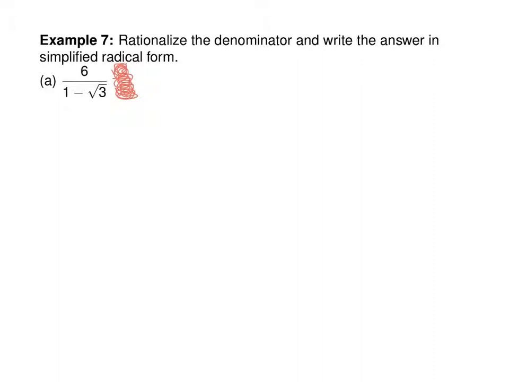All right, to rationalize this denominator, use something called the conjugate. The conjugate is the expression that you're given in that denominator, except the sign between the numbers changes. So 1 minus root 3, the conjugate of that is 1 plus root 3. And your teacher is going to use that word, so it's probably important that you know what it means.